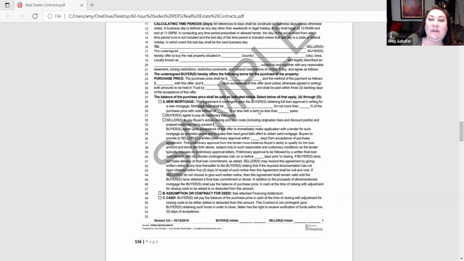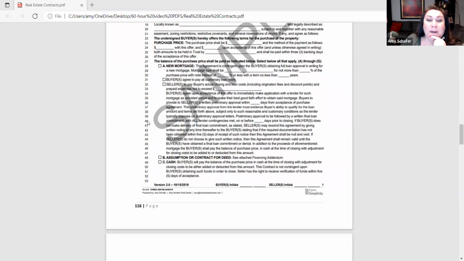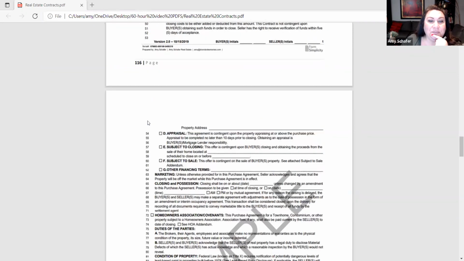Then we're going to go on to say for a term no less than, this is where you're going to put the length of the loan, which is usually 15 or 30 years. And then item 31 and 32 is where you could ask the seller to pay for part of the buyer's closing costs. That number I often see in the $2,500 to $3,500 range for reference, but again, you would want to get that information from the lender.